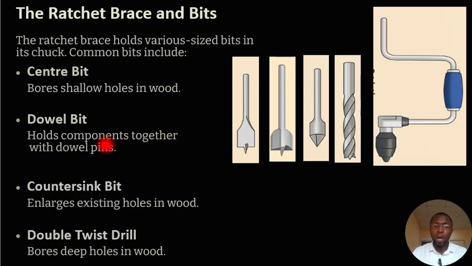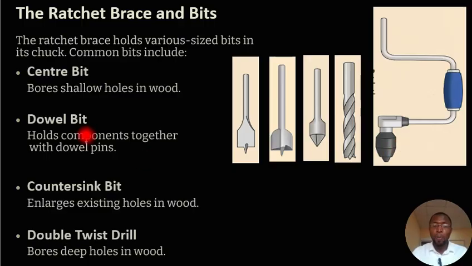And if you want to make other holes, we use other bits too, like the dowel bit. This one holds components together with dowel pins. All right, this is an example of a dowel bit. So if you want to make a hole, and then join it with another, maybe an object, we hold two holes together.